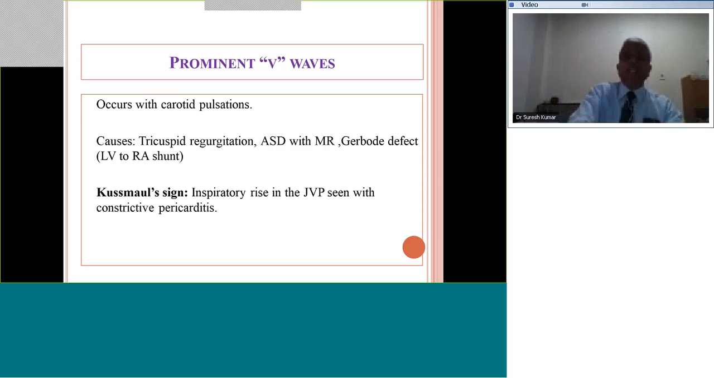Kussmaul's sign is an inspiratory rise in JVP, which is seen with constrictive pericarditis. With inspiration, normally the intrapericardial pressure should yield, and the RA should yield, and the RV should yield. It does not happen so in constrictive pericarditis. So with inspiration, the JVP actually goes up.